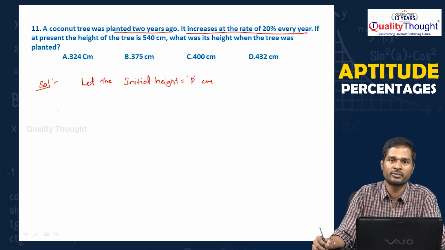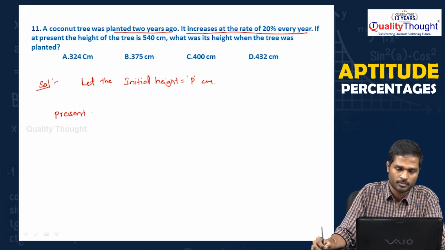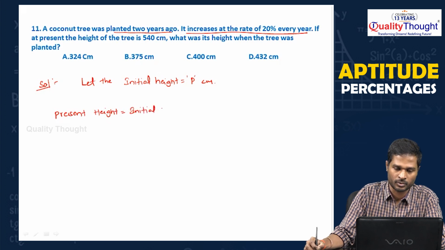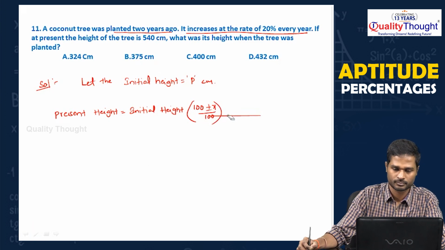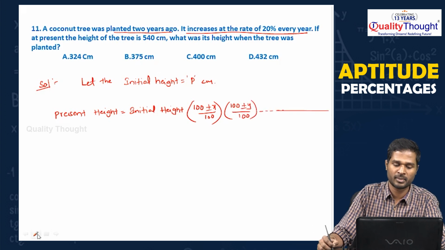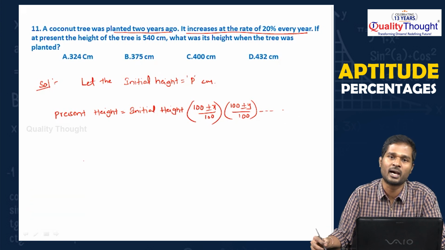Okay. Now, what is the method we can use to solve this question? See here. So, the present height is equal to initial height, I mean the original height we need to take, or initial height, into 100 plus or minus x by 100, into 100 plus or minus y by 100 and so on. How many times he gives, you can take it. So why have we taken both plus and minus symbols? If in the question he says the height is decreased, take the minus symbol. If in the question he says the height is increased, take the plus symbol.